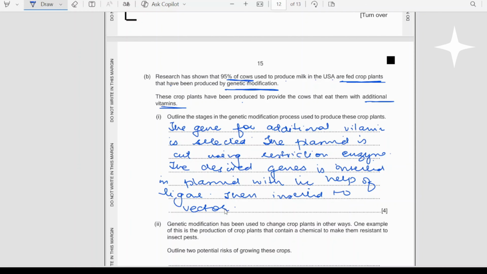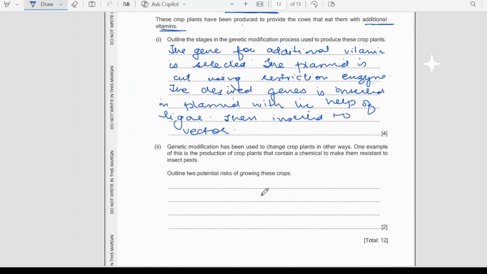Now outline two potential risks. Let's move to the risk. Genetic modification has been used to change crop plants in other ways. One example is the production of crop plants that contain a chemical to make them resistant to insect pests. What is the risk if there is a resistance to insect pests?